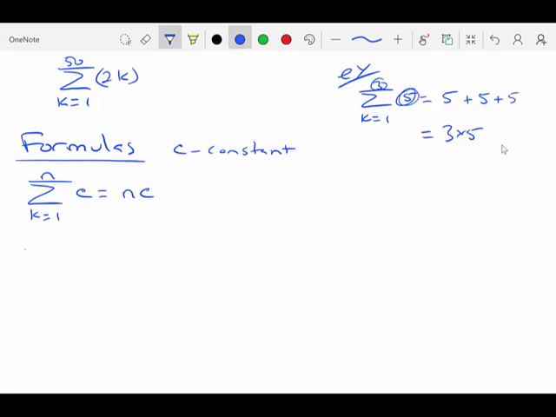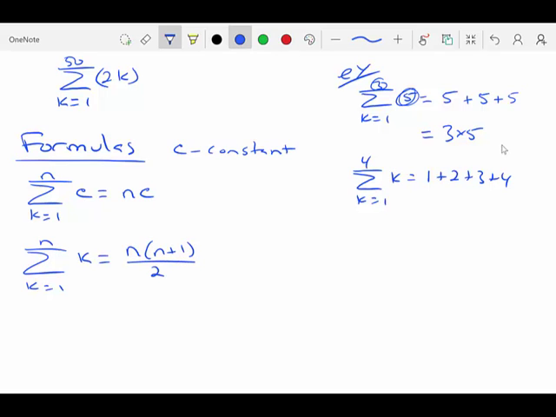The second one is that the sum as k goes from 1 up to n of k. If you consider that example, this would be k goes from 1 up to, say, 4 of k. That would be 1 plus 2 plus 3 plus 4. Now it turns out, and we'll see why a little bit later, that this sum is equal to n times n plus 1, all divided by 2.